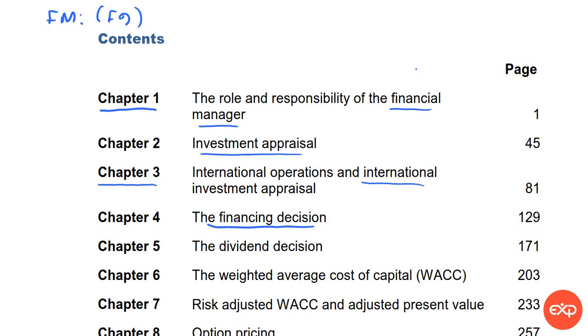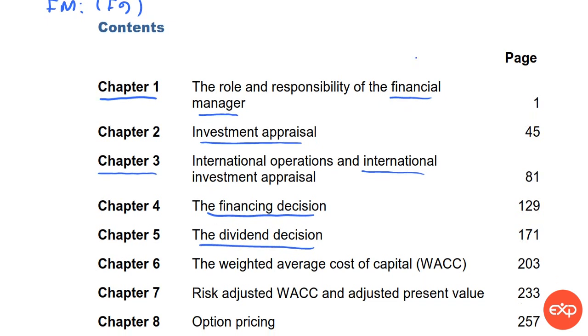Chapter 5, the dividend decision. So companies get to the end of the year, they've hopefully made some profits. How much of those profits do they pay out as dividend, and how much do they retain to be reinvested in the company? So we're doing well here.